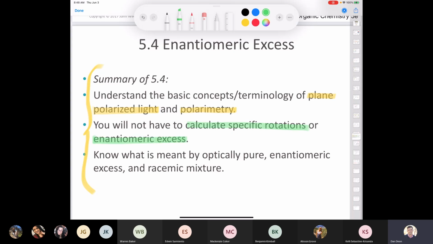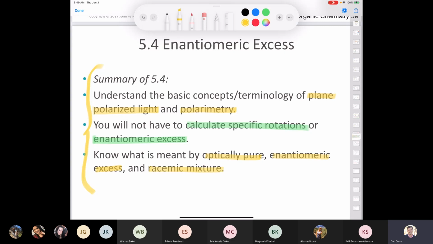Not going to ask you to do that. But you should know what the concept of optically pure means. That means you have one pure enantiomer by itself, nothing else, okay? Enantiomeric excess means you've got one enantiomer in a greater amount than another. And then a racemic mixture is a 50-50 mixture.